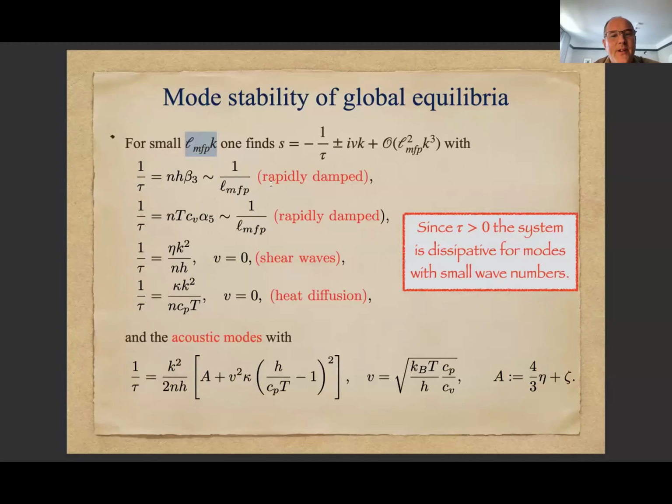And then you have some rapidly damped terms, which go like 1 over the mean free path. And then you have again shear waves and heat diffusion modes. So these are solutions that are known from the physics literature. And then you have the acoustic modes. They have a propagation given by the speed of sound, which is given by this expression, but they are damped when you take into account the dissipative effects. Okay, and you can actually compute this damping coefficient.